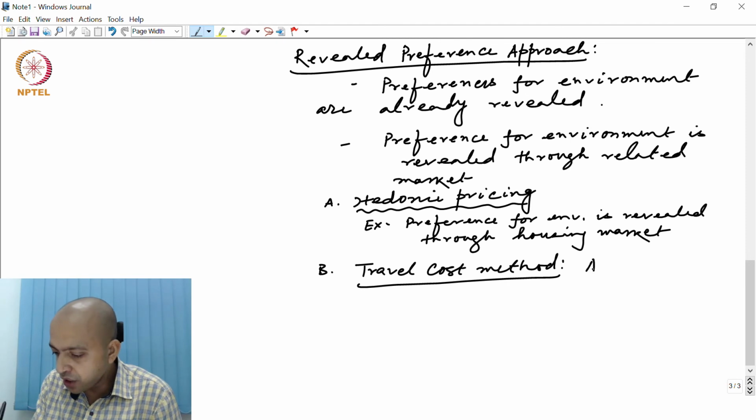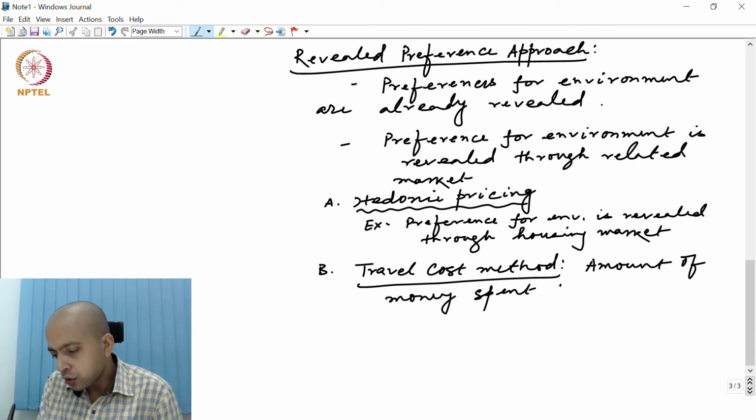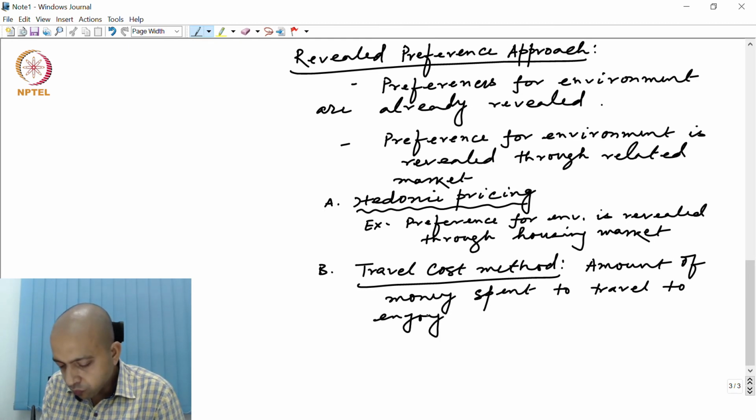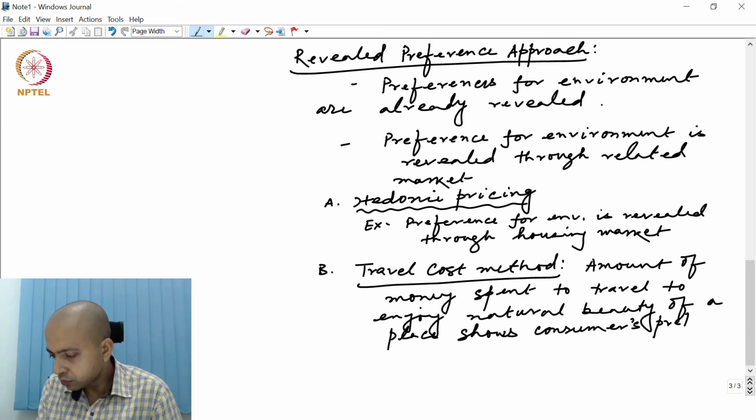So that means here, amount of money spent to travel, to enjoy natural beauty of a place, shows consumers preference for environment.